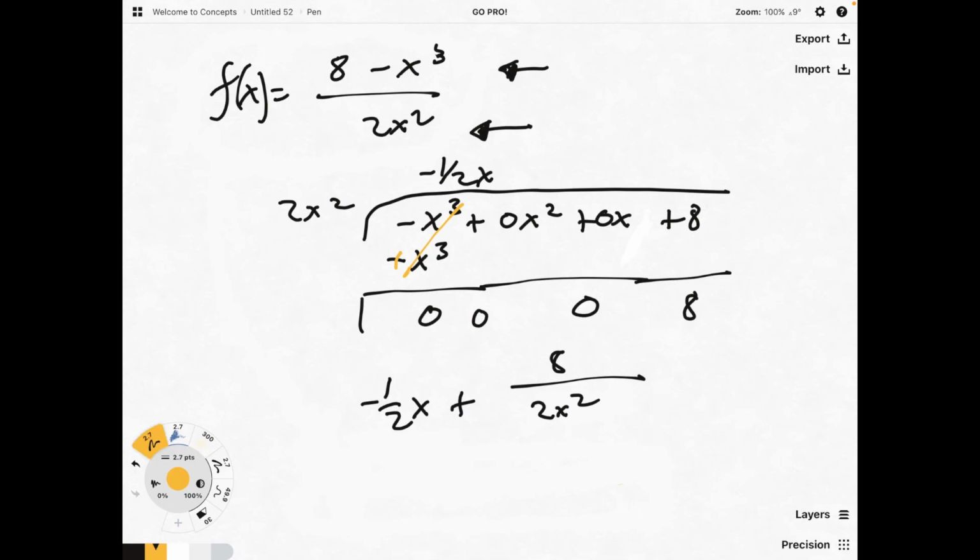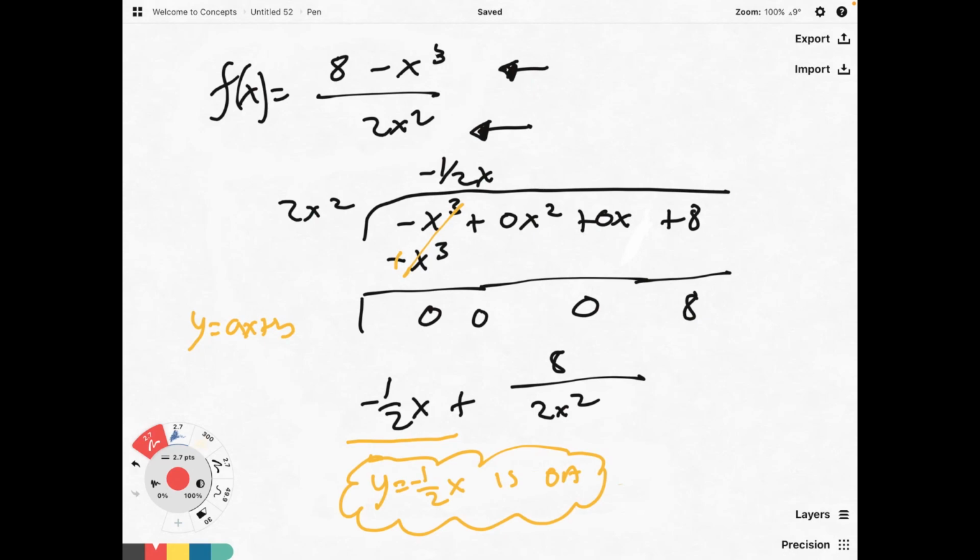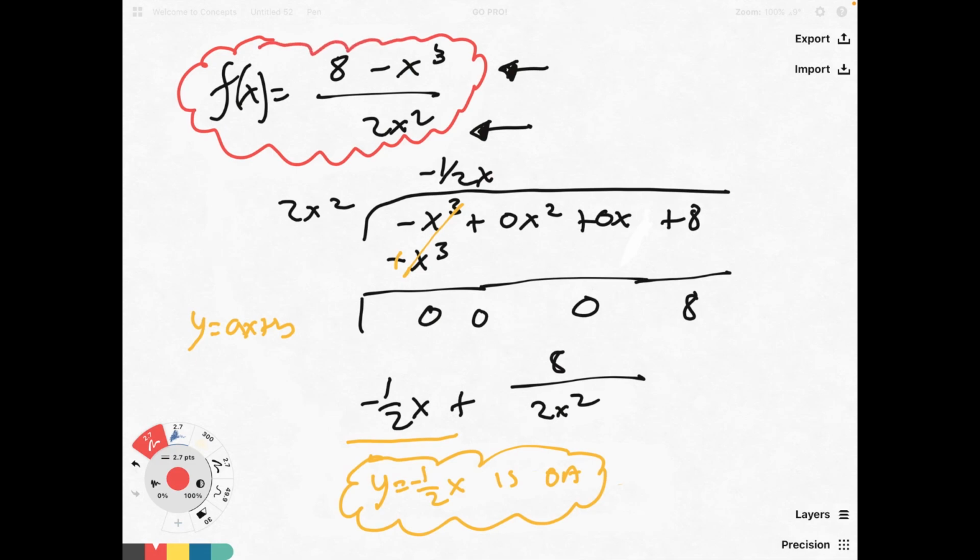We take this portion of our answer, and that corresponds to our y equals ax plus b and is our oblique asymptote. So we say that y equals negative 1/2 x is our oblique asymptote. And we're saying that for the rational function f of x equals 8 minus x cubed divided by 2x squared, there will be an oblique asymptote, which means this function will approach negative 1/2 x, but will never cross that line. And there you go.